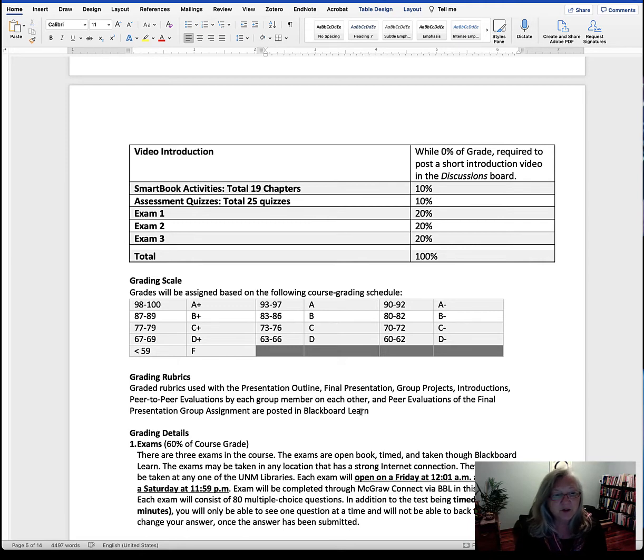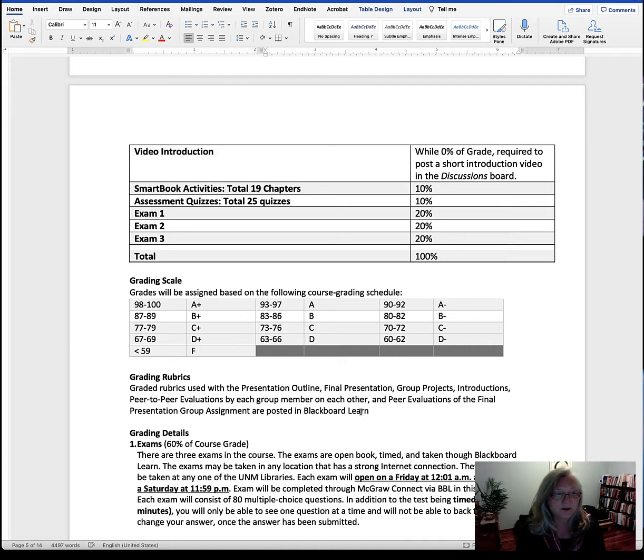You then have 25 total quizzes for 10% of your grade. These quizzes follow the book exactly. If you read the content, you are going to do well on these quizzes. The quizzes are open book. You have plenty of time to do them. You can repeat them for the highest grade once.